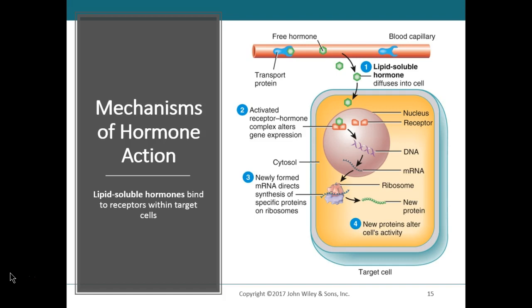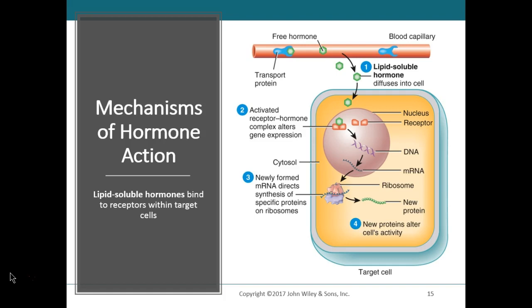If the cell is a target cell, then inside the cell there are receptors. So the hormone's going to bind to and activate that receptor in the cytoplasm or in the nucleus of the cell. The activated hormone receptor complex then is going to alter gene expression. So it either turns genes on or turns genes off.